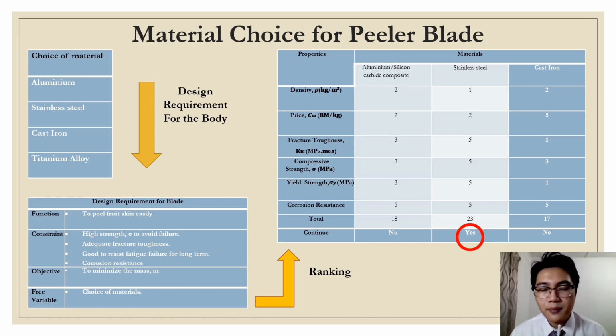The pillar blade is one of the most important components in the product. We have chosen 4 different types of material to be selected for the final material. It is good to have very high strength, adequate fracture toughness, good corrosion resistance, and good resistance to fatigue failure for the long term. It is also good to have a very small mass for the pillar blade. From the result, you can see that stainless steel is the best material for the pillar blade.